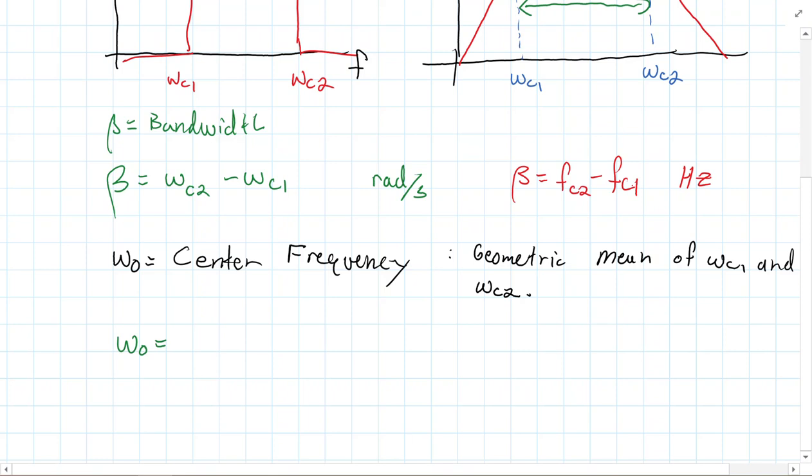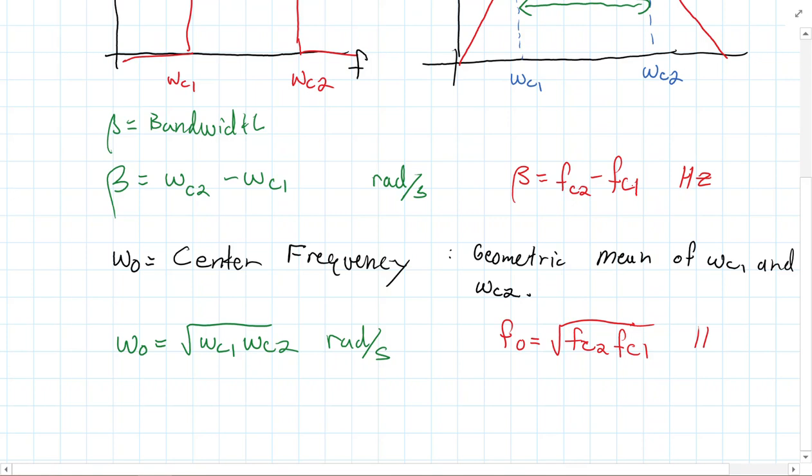There is something in mathematics called a geometric mean. You also, of course, have your normal mean, which is your normal average, where you add up numbers and then divide by the total. Like if you add up 10 numbers, you then divide by 10, that gets your mean. A geometric mean is instead of adding the numbers up, you multiply and then take the nth root of the numbers that you multiplied together. So in this case, my center frequency is omega 0 equals the square root of omega c1 times omega c2, in units of rads per second. And we can do the same thing for hertz: f0 is the square root of fc2 times fc1. Doesn't matter, multiplication is commutative. And this unit would just be hertz.